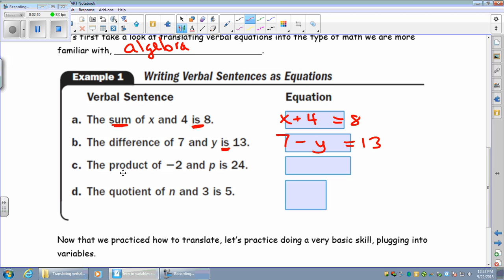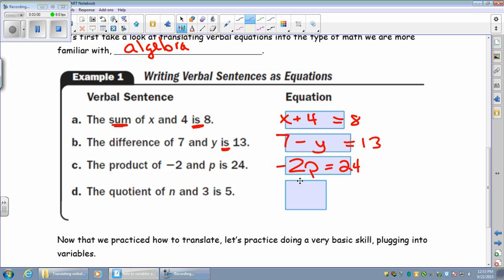Now product is another one of those words. It means multiplication. There's a bunch of different ways that you can write multiplication. I want you to write it like this: negative 2 times p is 24. You could have put the little dot right there. You could have put parentheses around the p. But typically when we have one number and one letter, they're just written right next to each other.